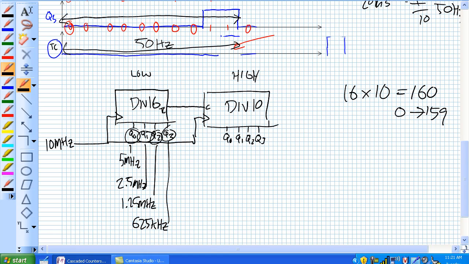So what do you do with the TC here? You're feeding it to the count enable. By the way, this one is always enabled. Low order, always enabled. You're feeding it to the count enable of the higher order. What's this frequency right here? Well, it's going high every 16 clock pulses. So 10 megahertz divided by 16 still, 625 kilohertz.